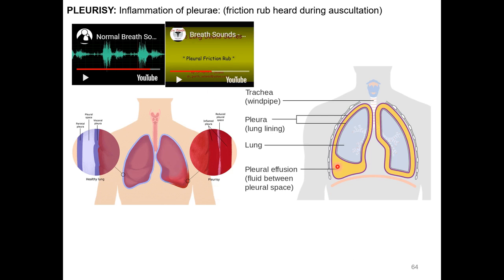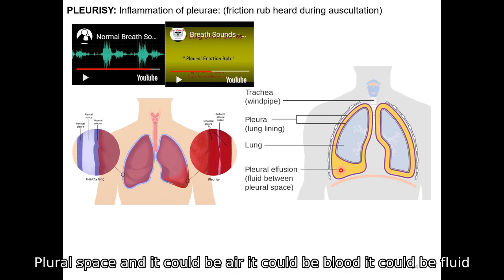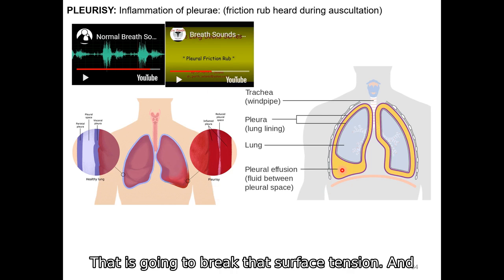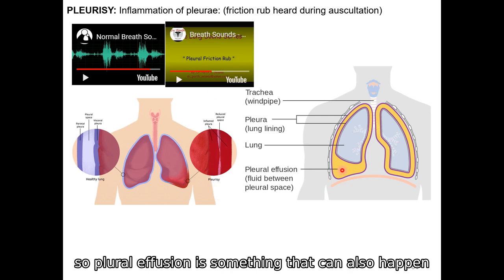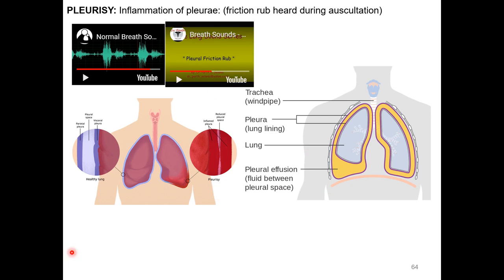Other problems, anything that breaks this surface tension. So if anything gets in this pleural space, and it could be air, it could be blood, it could be fluid, that is going to break that surface tension. And so pleural effusion is something that can also happen. And what you can get with this is a collapsed lung or atelectasis.